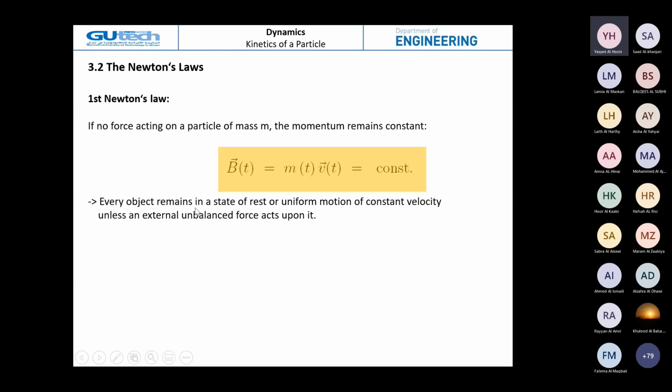Every object remains in a state of rest or uniform motion of constant velocity unless an external unbalanced force acts upon it. Like for example, gravity will act on it. If it acts on it, then in this case there will be a change.